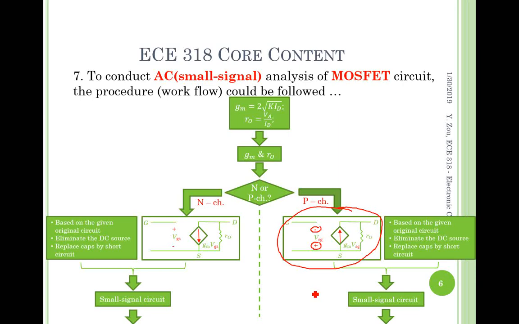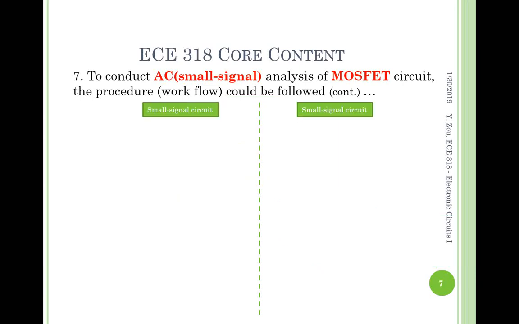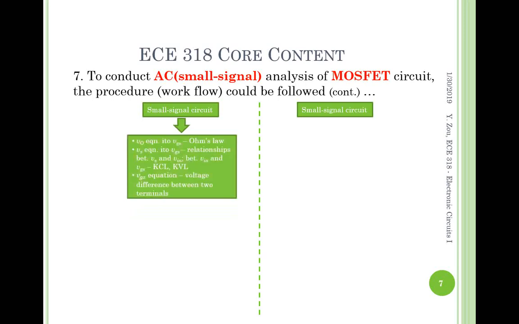Okay, alrighty, come back to the N channel route, and from the small signal circuit, we go ahead to come up with equations. Again, I'm listing some ways to come up with equations, and based on the specific circuit, I hope these could be employed flexibly. Okay, so first of all, I call it the output equation, and I'm trying to link the output voltage with VGS by using Ohm's law, pretty much.